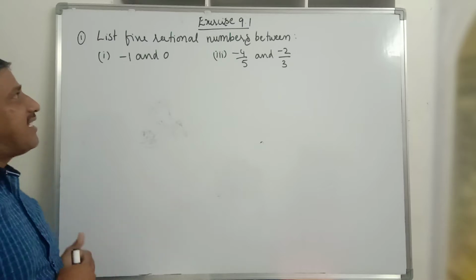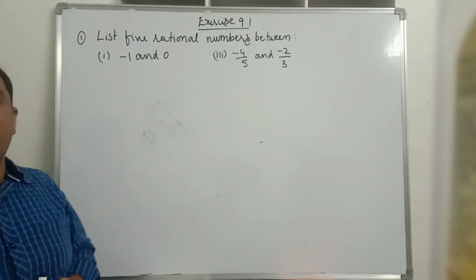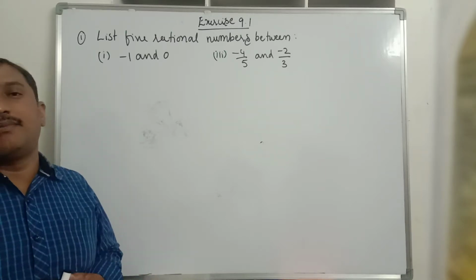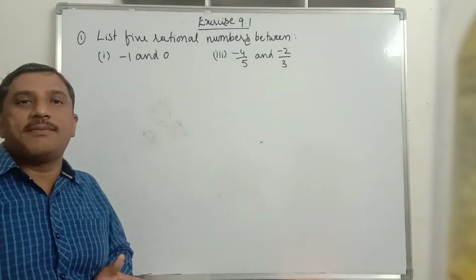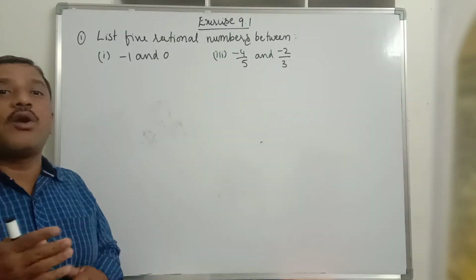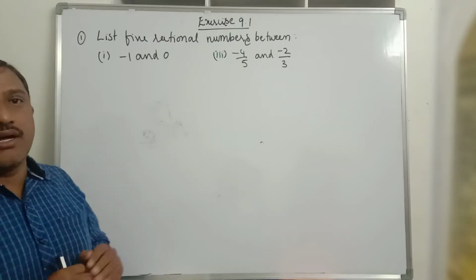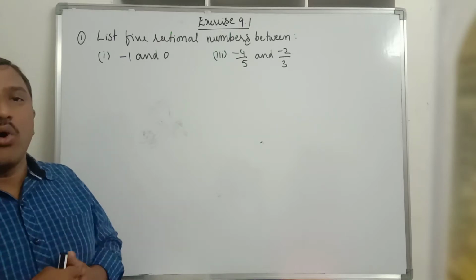In the last class we discussed rational numbers, that is, comparison of two rational numbers. We studied positive rational numbers, negative rational numbers, and the standard form of rational numbers, or the simplest form or lowest form. Now we are going to discuss inserting or finding rational numbers between any two rational numbers.